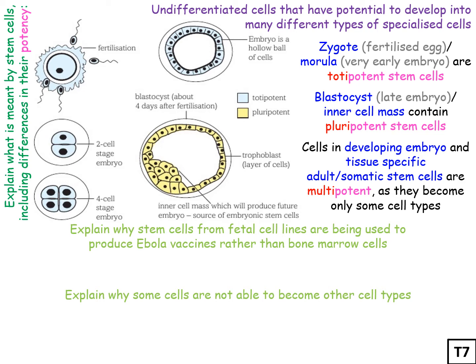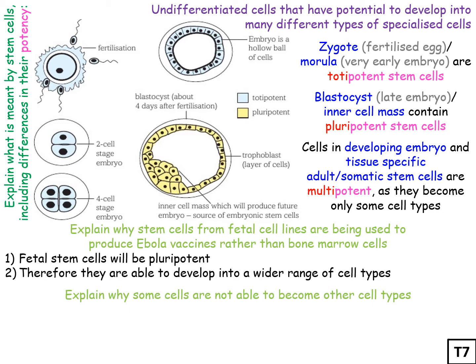Explain why stem cells from fetal cell lines are being used to produce Ebola vaccines rather than bone marrow cells. So clearly bone marrow cells would be the tissue-specific adult or somatic stem cells, whereas the fetal cells would contain pluripotent stem cells. So why would it be better to use pluripotent stem cells than multipotent stem cells? So fetal stem cells will be pluripotent, therefore they're able to develop into a wider range of cell types than the multipotent or the bone marrow cells.